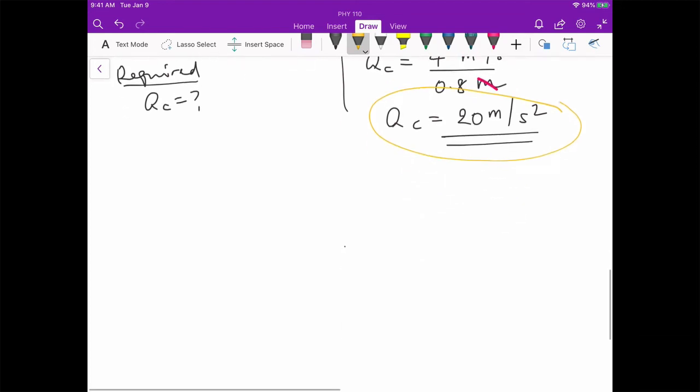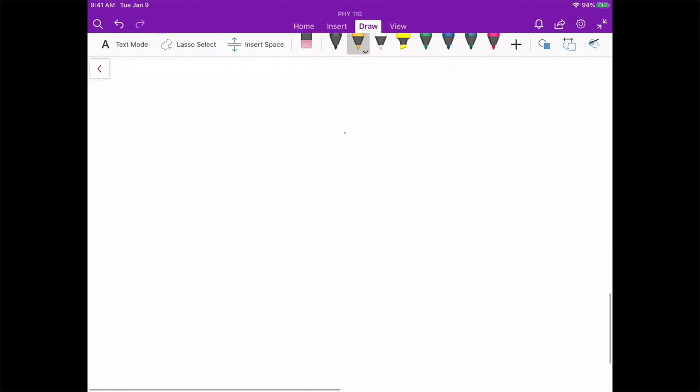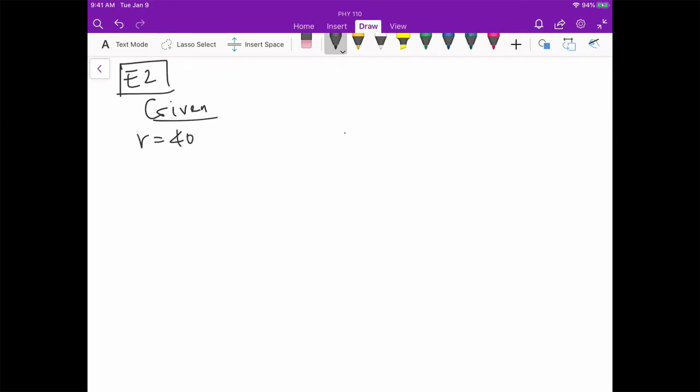Go for E2. Go for it. I'll give you 2 minutes. A car rounds a curve of radius 40 meter at a speed of 18 meter per second. What is the centripetal acceleration? It's pretty much a repetition of what we just did. E2 says, in a curved path with a radius of 40 meter at a constant speed of 18 meter per second, what is the centripetal acceleration?